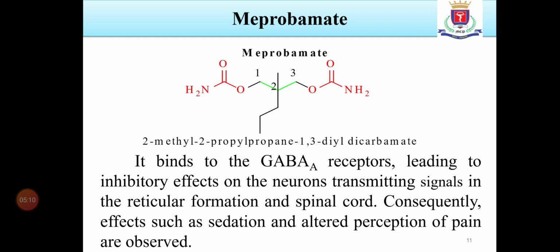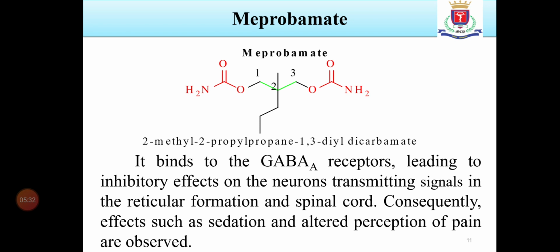The next drug is meprobamate. It's a carbamate derivative, specifically a dicarbamate derivative. So what do we mean by carbamate? Carbamate is nothing but NH2COOH. The red part in this structure is the carbamate part.